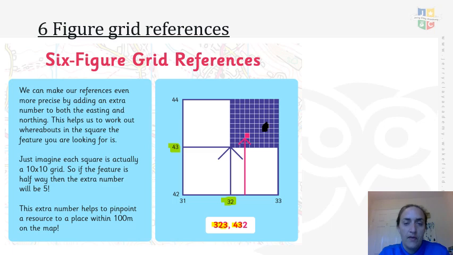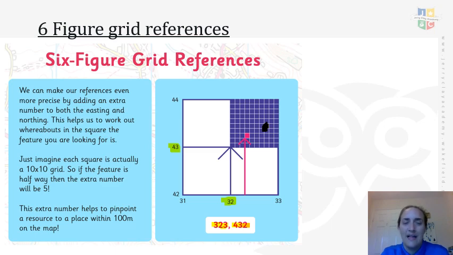And then for our northing, we know it's 43, but then it is 2 lines up. So we're going to be adding a 2 onto the end of that grid reference. It just makes it more specific. So if there was a hotel there, we would be saying the hotel located in 323, 432. Not the black hotel that's located in 327, 434. So just as an example there.